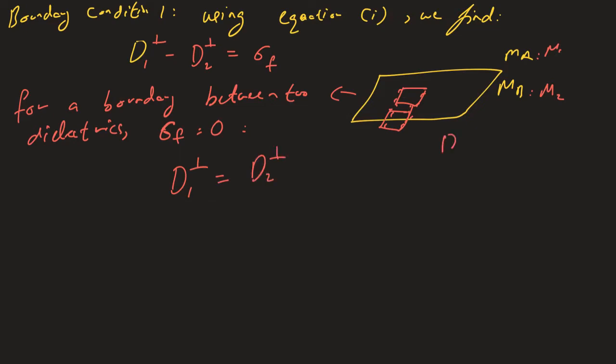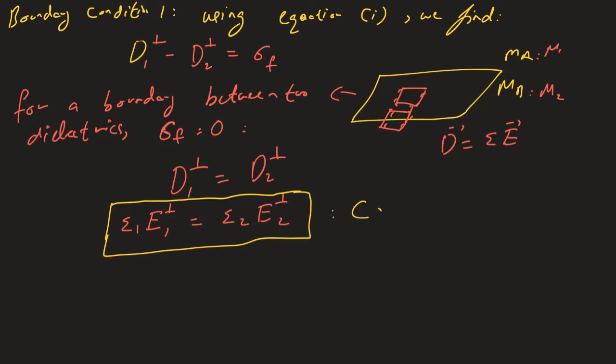But we know that D is just nothing but the permittivity times the electric field. Okay? So what that tells us is that the permittivity in material 1 times the orthogonal component of the electric field in material 1 is equal to the permittivity in material 2 times the orthogonal component of the electric field in material 2. Okay? And I'll just make a box around this because this is our condition 1. Okay? Boundary condition 1. So let's now derive our second boundary condition.